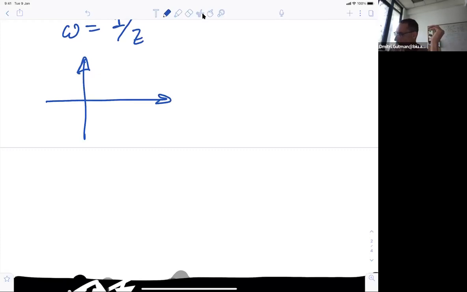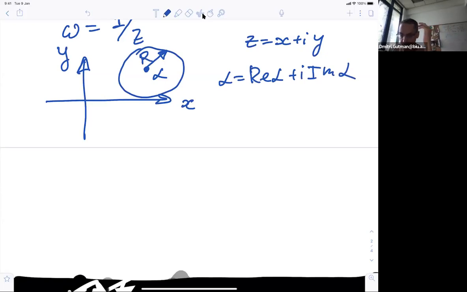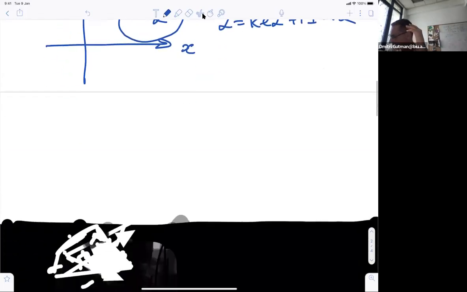So let's pick a point. Let's call this point alpha. So this is x and y. This is a complex plane z, x plus iy. And let us draw a circle of radius r around the point alpha, which has a real part and an imaginary part. So just draw a circle.